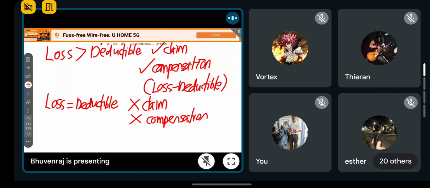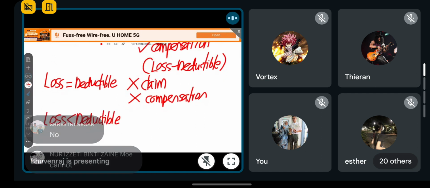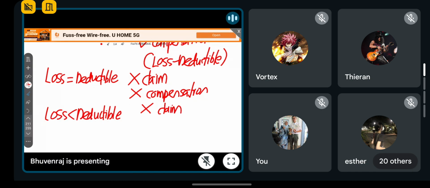Okay, so third case. Loss tu, rugi tu lebih kecil dari deductible. So kat sini boleh claim tak? Yes, very good. Cannot. Okay, no claim. So auto bila nampak tak ada claim, there's no compensation also. Ini adalah hubungan dia. Okay, so these are the 3 scenario you guys must know. 3 case. So mereka suka tanya yang ni pun. Okay, so that is one part.